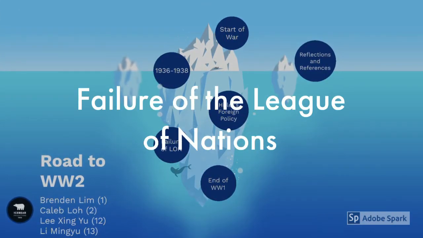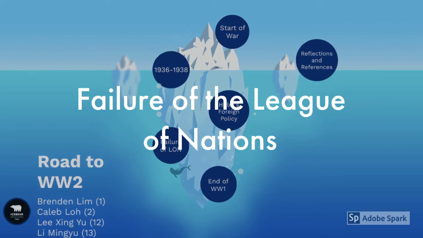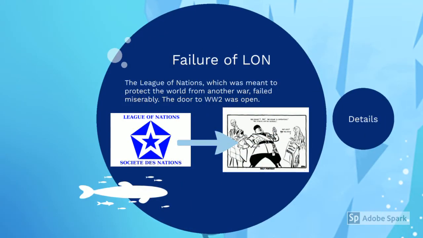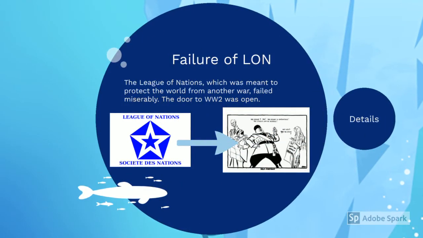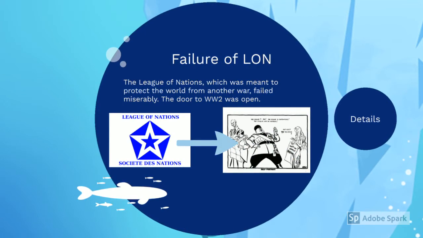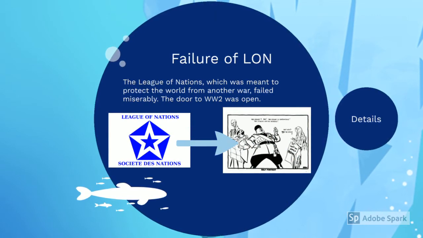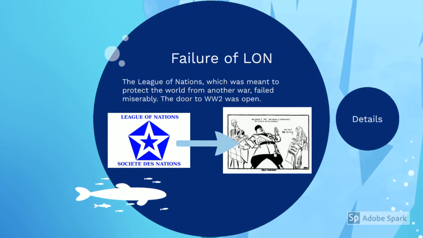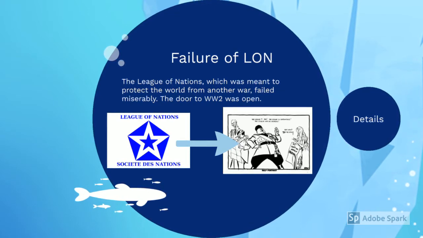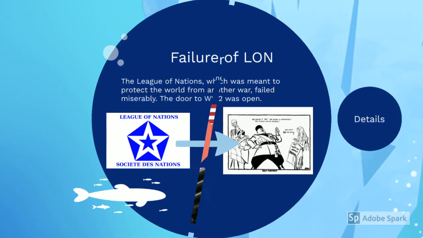The unfair Treaty of Versailles was worsened by the failure of the League of Nations. The League of Nations' failure led Europe down the road to war. The LON, which was formed to protect global peace and security, did not meet its intended outcomes, and disarmament and this allowed World War II to take place.